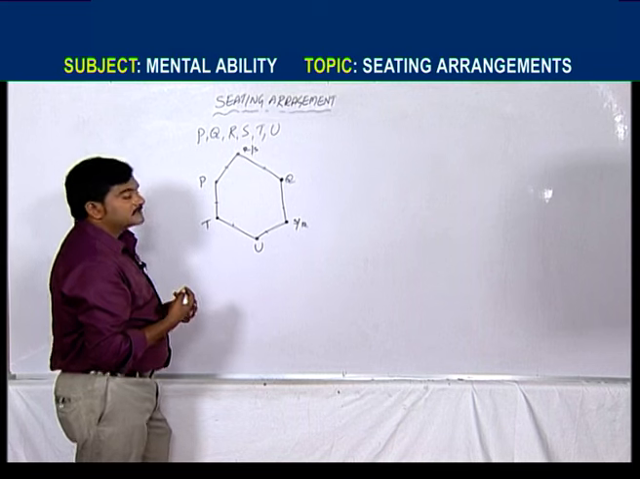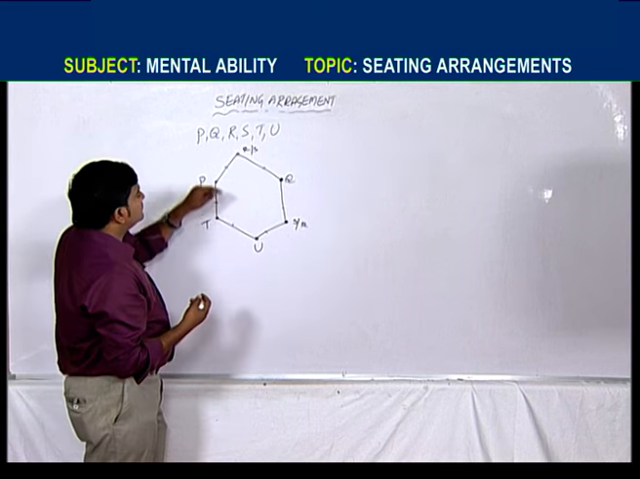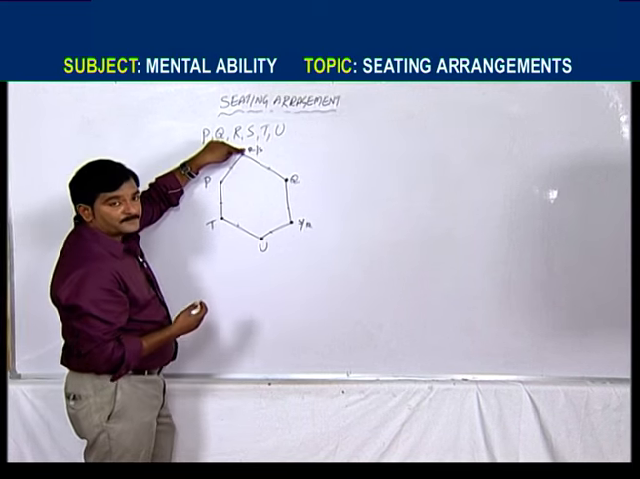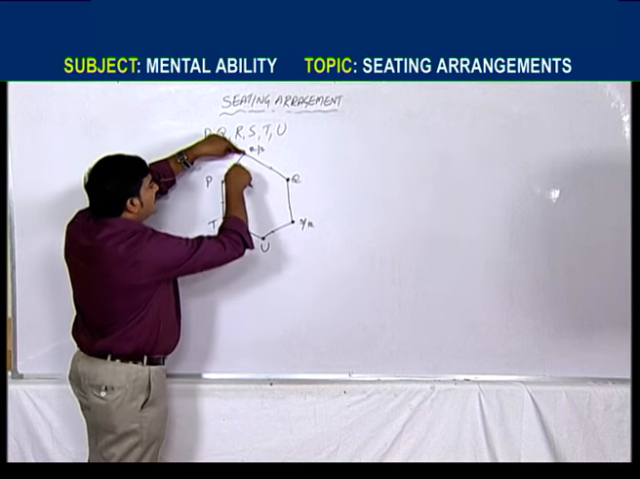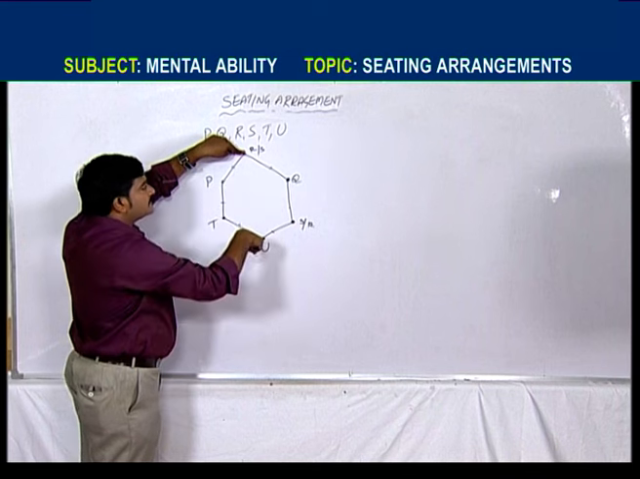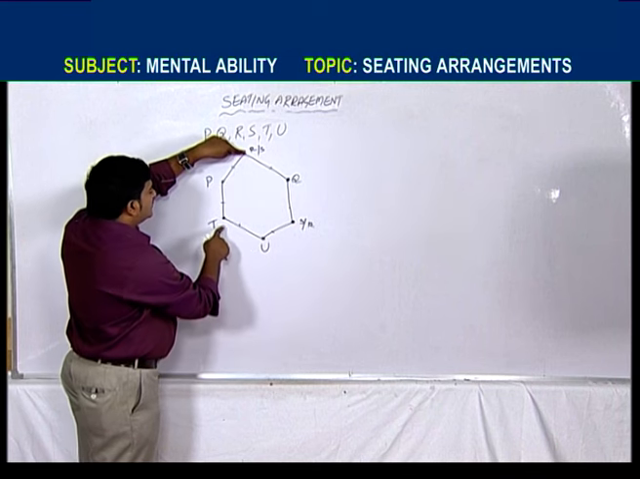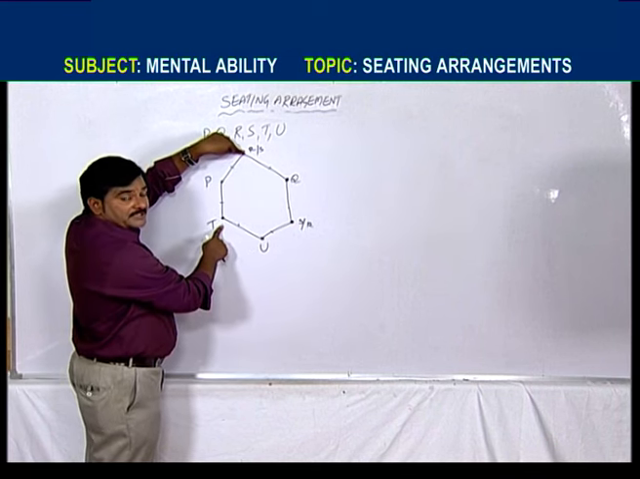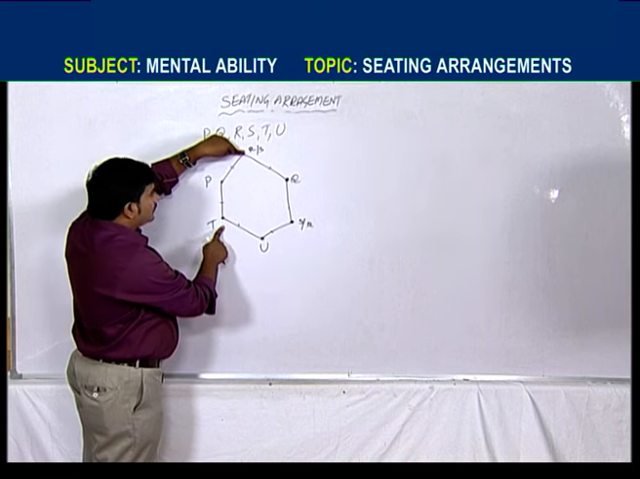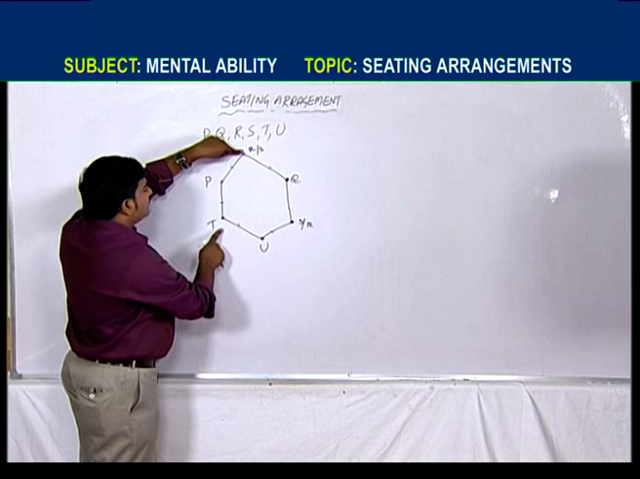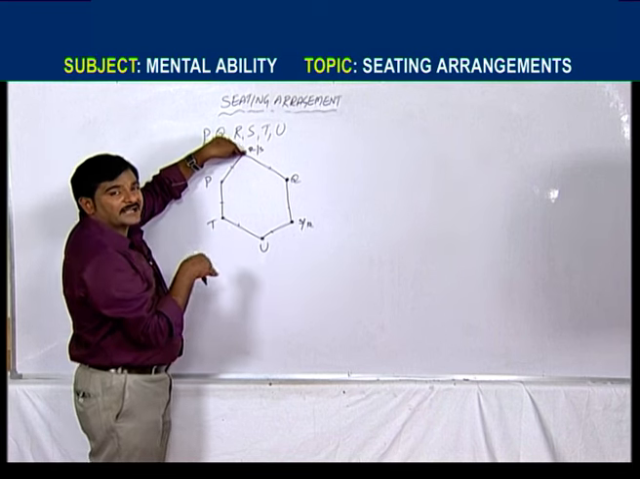T is second to the left of S. For example, think that S is sitting here and is facing towards center. If S is sitting here, what about T's position? Is it left of S or is it right of S? Obviously, T is on the right of S.